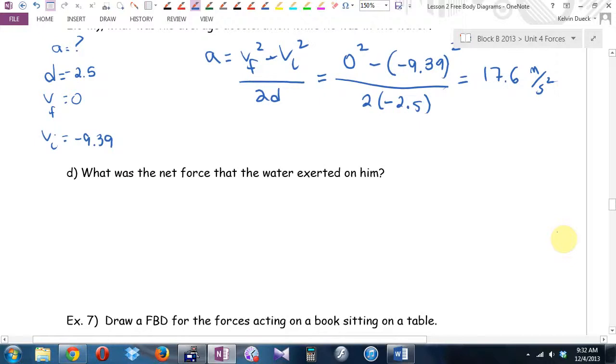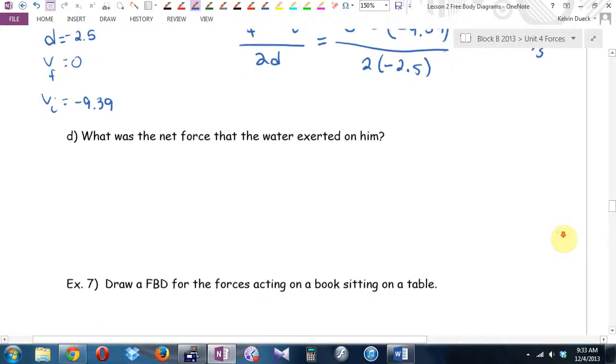Chris, what's the question asking me to find? The net force. What is the net force that the water exerted on him? Well, net force equals ma, and the net force of the water would be m a of the water. Do I know his mass? I think I said it on the previous page, 65. Do I know the acceleration from the water? That's what I just figured out.